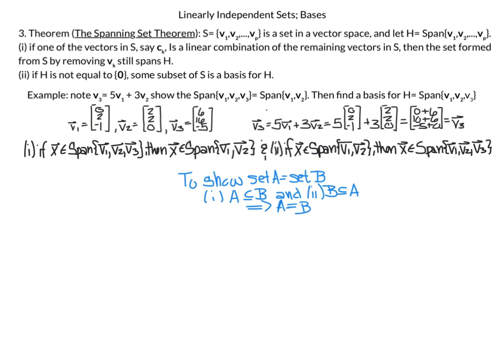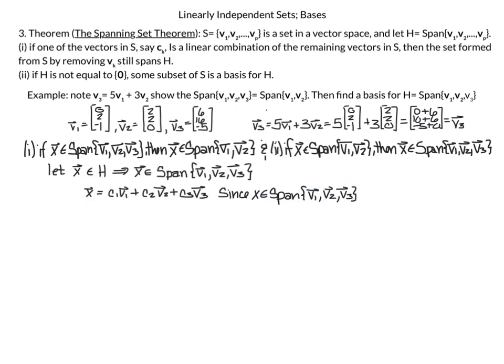So in terms of our two sets here, first I'm going to show if X is in the span of v1, v2, v3, then X must be in the span of v1 and v2. And then second, I'm going to show if X is in the span of v1, v2, then X must be in the span of v1, v2, v3. These two conditions together will guarantee that the span of v1, v2, v3 is equal to the span of v1, v2.